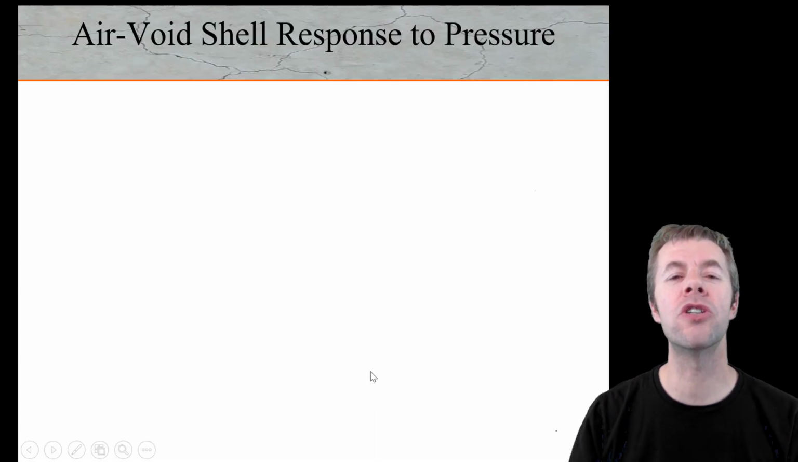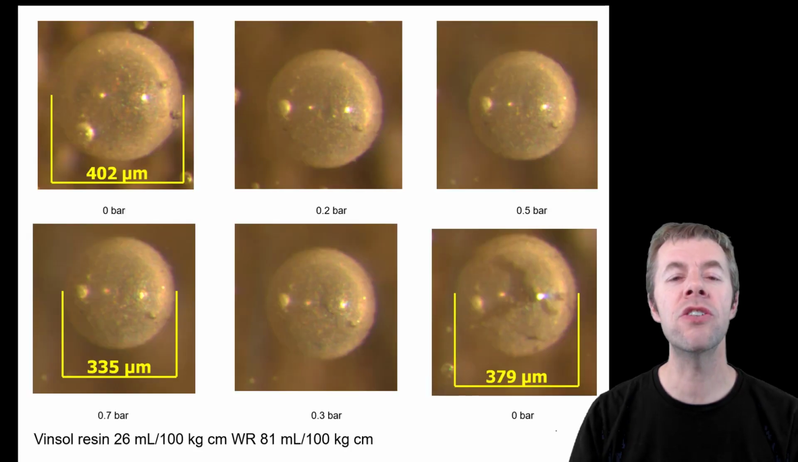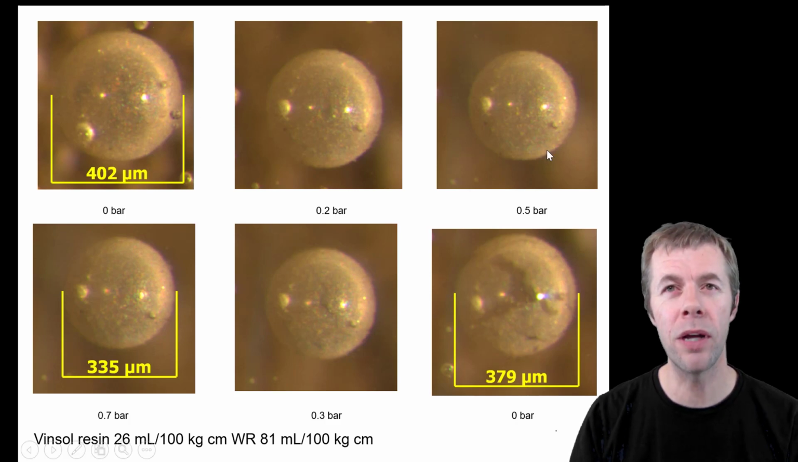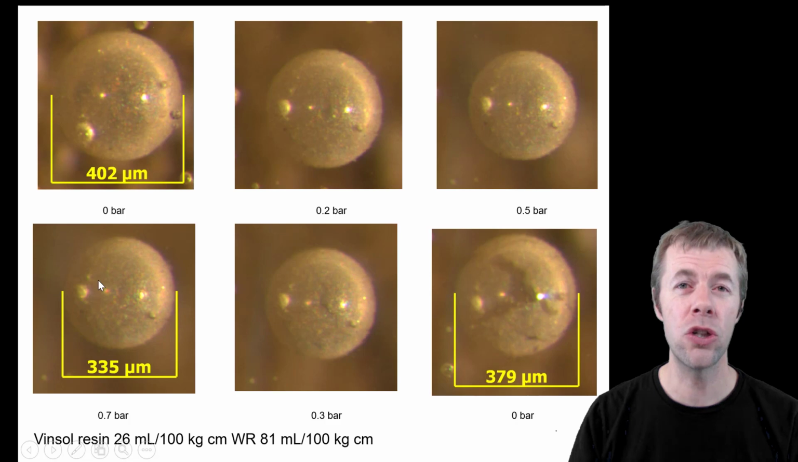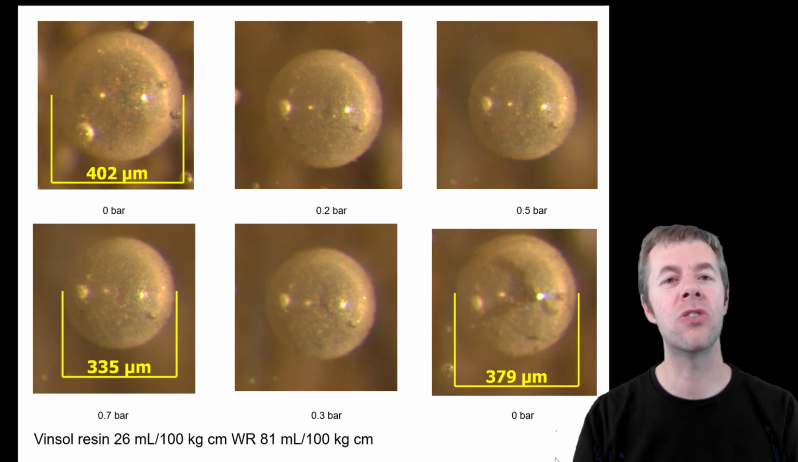Now let's talk about the air void shell response to pressure. Now different air entrainers behave differently. Let's show a Vinsol resin at first. And as you increase the pressure on the Vinsol resin, it gets smaller. And then as you start to decrease the pressure, they crack. And that's kind of what we showed you before. The bubble shell cracks, and you can see inside of it.